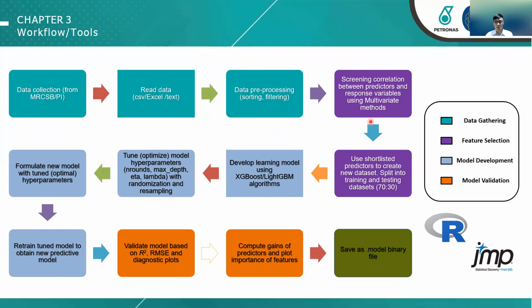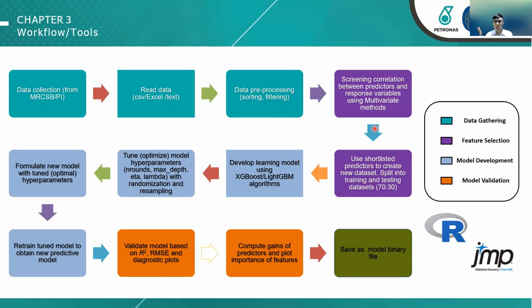The first step in the analysis is to screen through the correlations of the process parameters with the targeted response using various statistical functions such as multivariate methods. With these functions, we then shortlist the predictors and form a new data set with a targeted response. Then we split the data set into training and test set in 70:30 ratio.